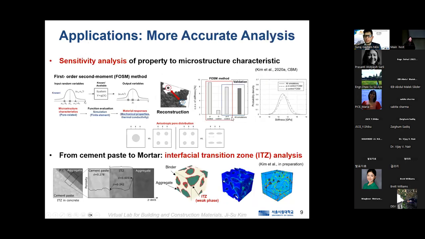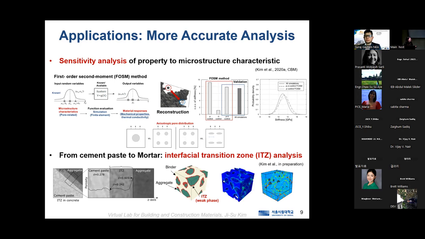And not only for prediction of the material property, but we can also utilize this virtual experimental tool to conduct sensitivity analysis of the material properties to microstructure characteristics. For example, we can reconstruct and generate new microstructures with controlled characteristics. So when we make two specimens with the same porosity but with different degrees of clustering, we can find out how the clustering affects the material response and how sensitive the mechanical properties are to the degree of clustering.